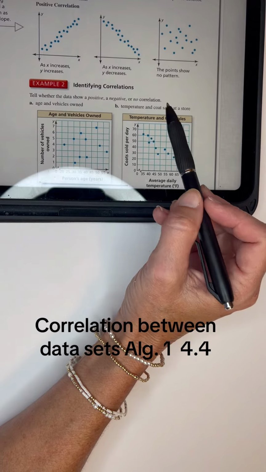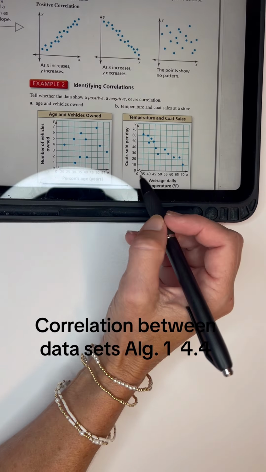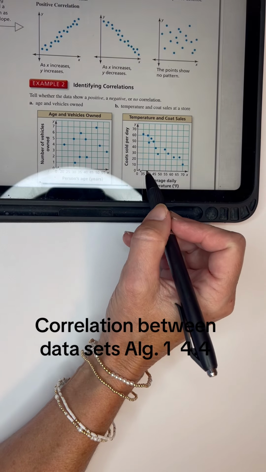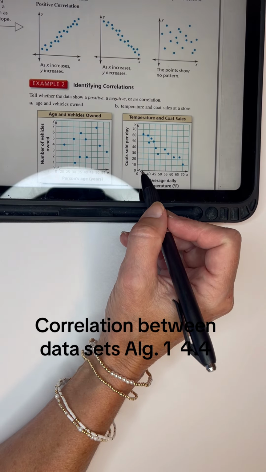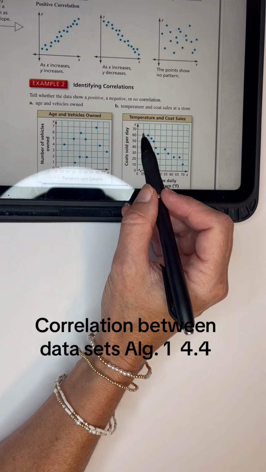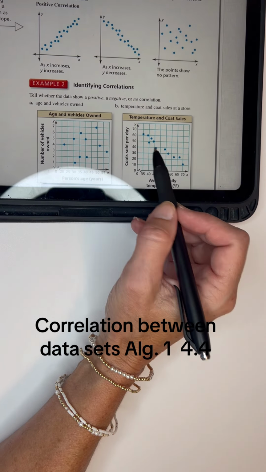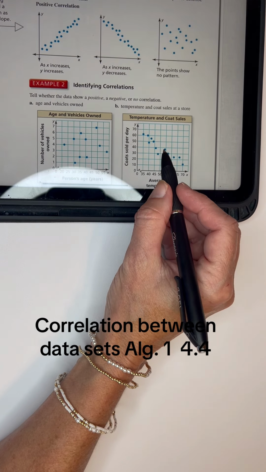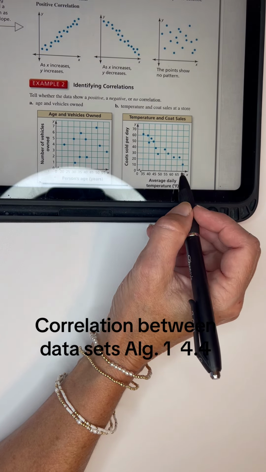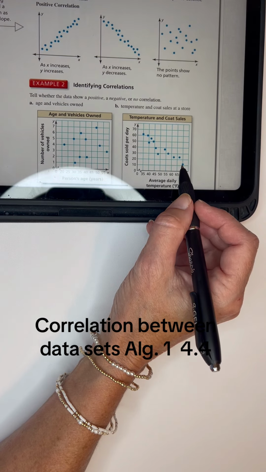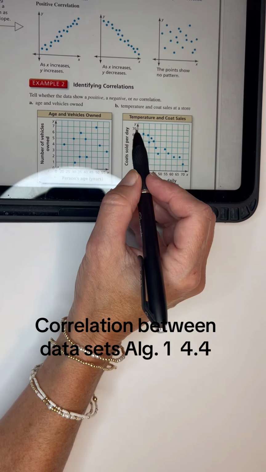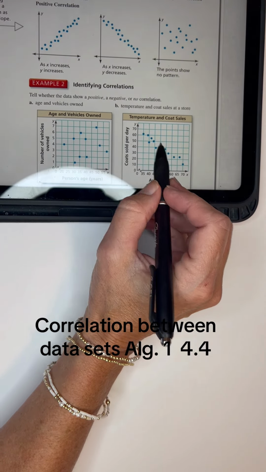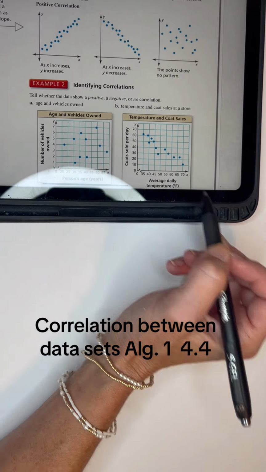But if you look at temperature and coat sales at a store, if we're talking about the temperature in Fahrenheit, and we say, hey, at 35 degrees Fahrenheit, it looks like we're selling 61 coats. And then at, let's say 54 degrees Fahrenheit, it looks like we're selling 39 coats. And then over here at 70 degrees Fahrenheit, it looks like we're selling 11 coats. So I can see that as these x's increase, these temperatures increase, these coat sales decrease. So that would be a negative correlation.